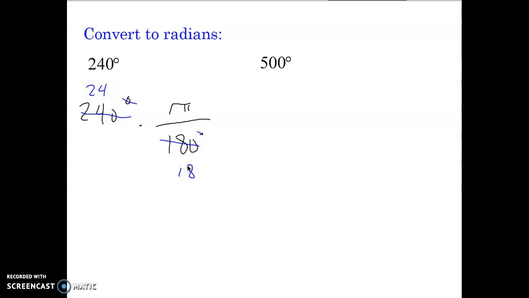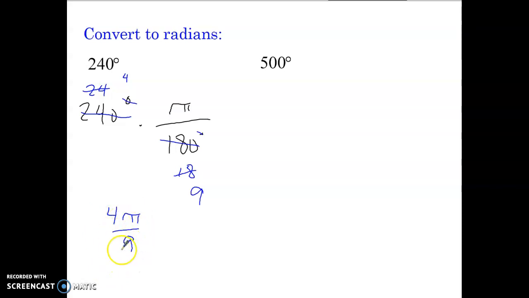Okay, 6 will go into both of those. 6 goes into that 4 times. 6 goes into that 9 times. 4 and 9 don't simplify any further. So 4 pi over 9. So if I want an exact measure for radians, that's what I would get, 4 pi over 9.